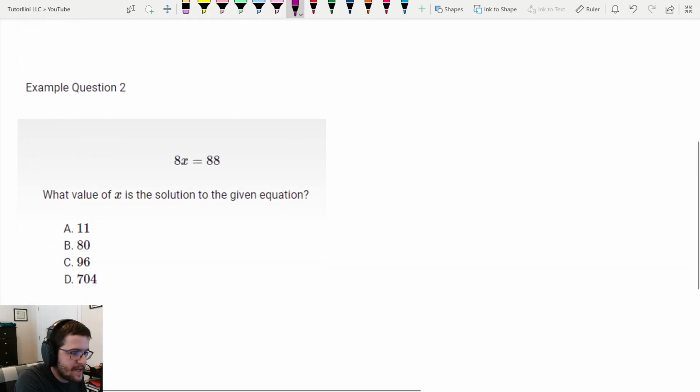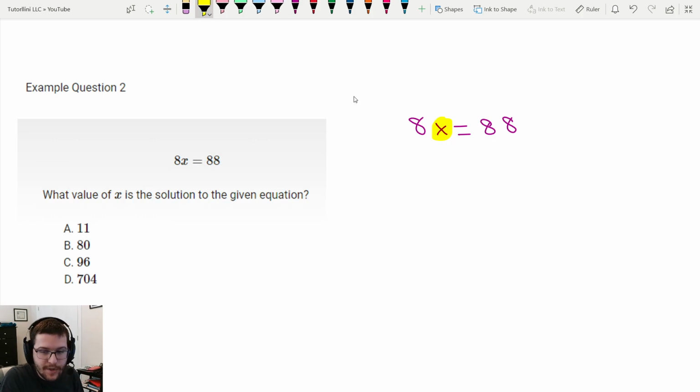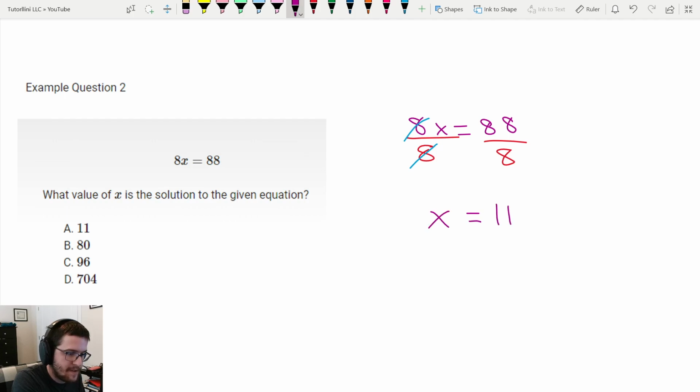Okay, for this one, 8x equals 88. I want to get the x by itself. And to do that, I'm going to recognize that whenever I have a number next to a letter or a symbol, that implies multiplication. So we're going to do the opposite of multiplication, which is division. So we're going to divide both sides by 8. This guy goes away, and we're left with x equals 11, which is also answer choice A.